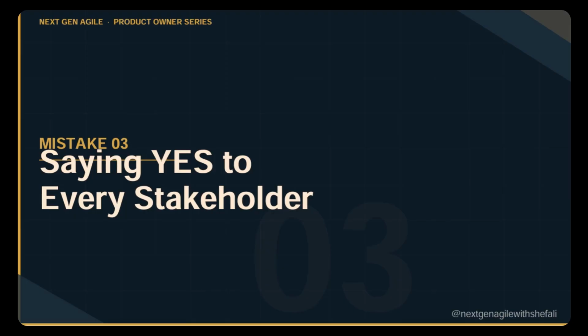Mistake number three. And this one is so deeply uncomfortable for most product owners, saying yes to everything. Stakeholders come with requests, marketing teams maybe want a new campaign feature, sales wants something, leadership wants a dashboard, and the product owner, wanting to keep everyone happy, says yes. And suddenly, your backlog has grown by 15 new items this week. Your team has no focus. Your sprint scope changes mid sprint, and your developers are burnt out.